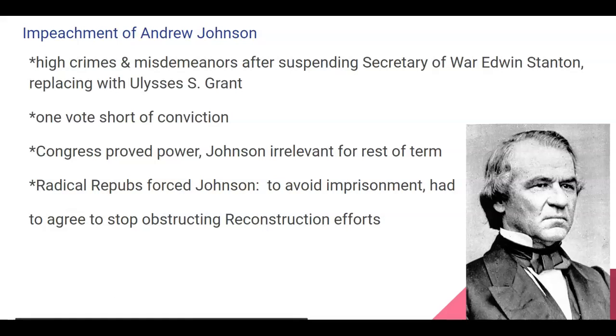I hope that gives you a little bit of idea about the Reconstruction. There's a lot more to say about it, obviously. I highly suggest you read the text because it's most important, and I can't tell you everything in the book in a matter of 30 minutes.